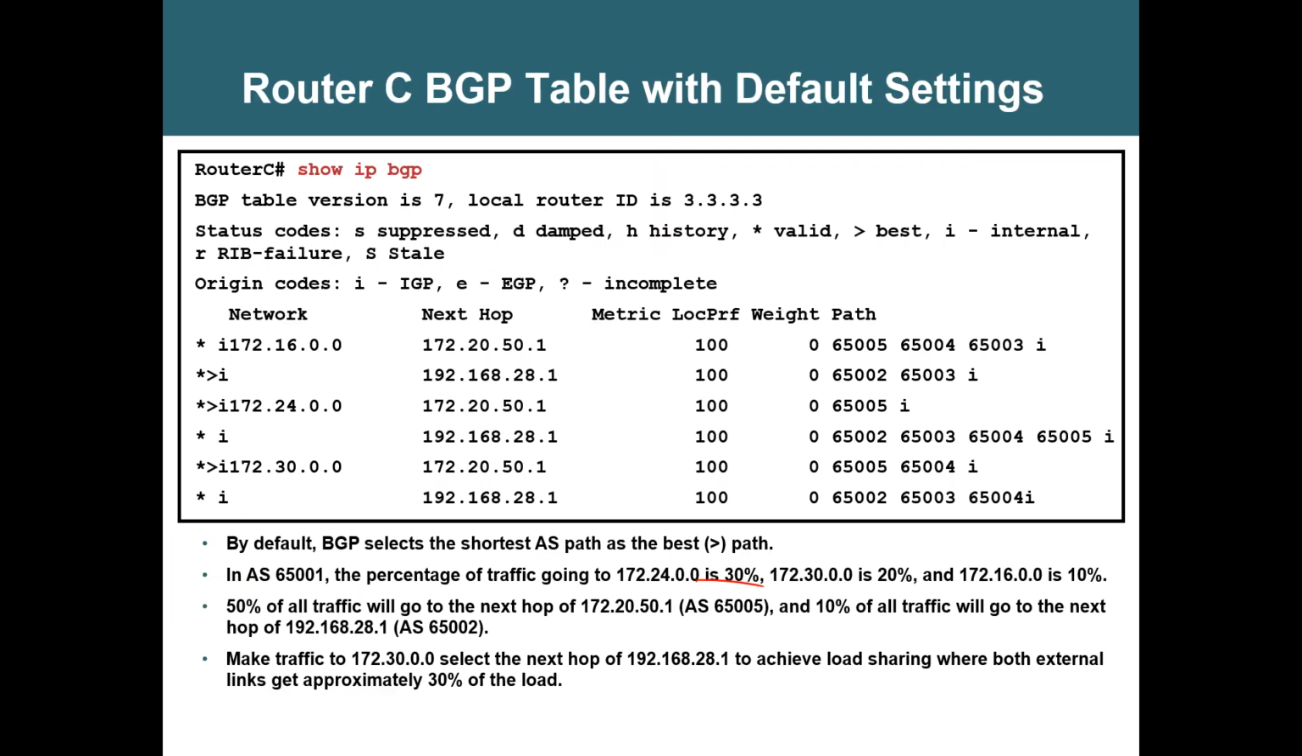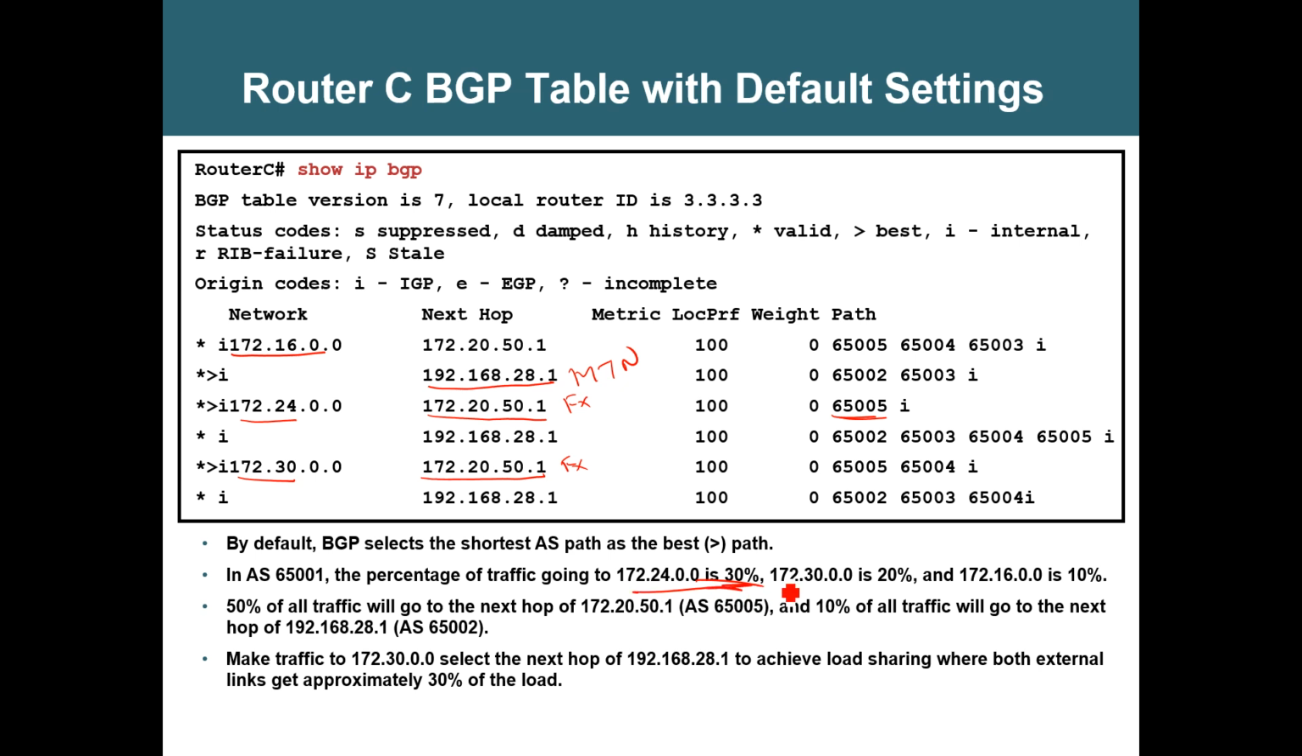This is what we have discussed so far. By default now, 172.16 is going via MTN. This 192.168 is MTN. And 172.24 and 172.30 is going via French X. This is French X. It is all because of the AS path, the shortest AS path.